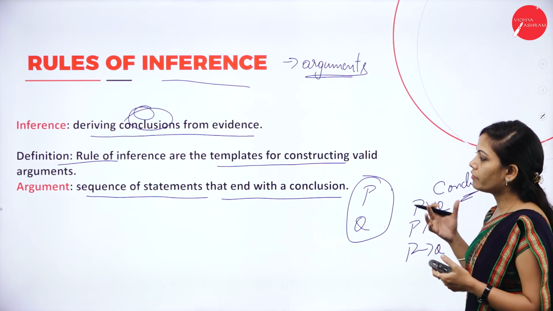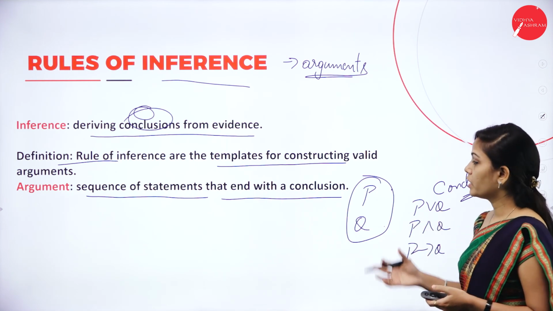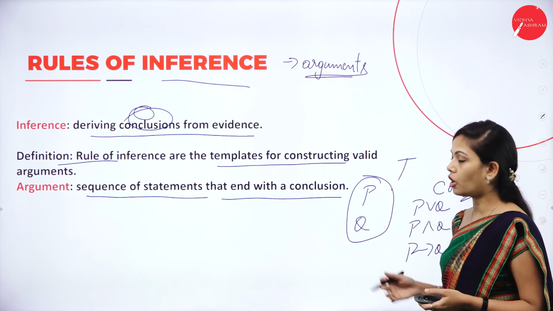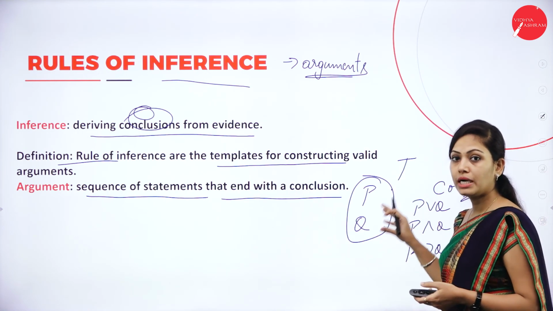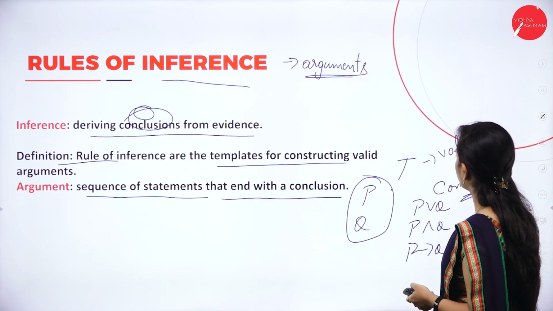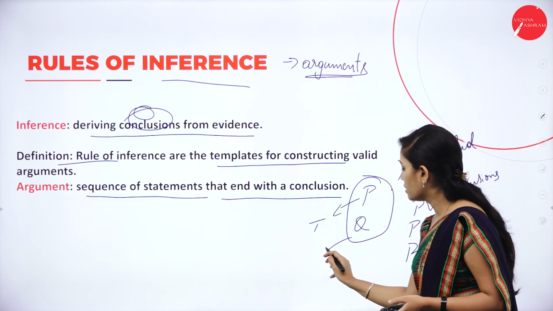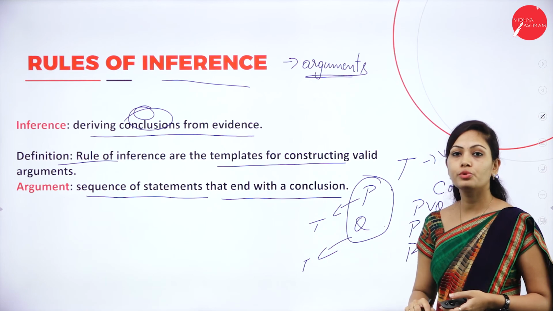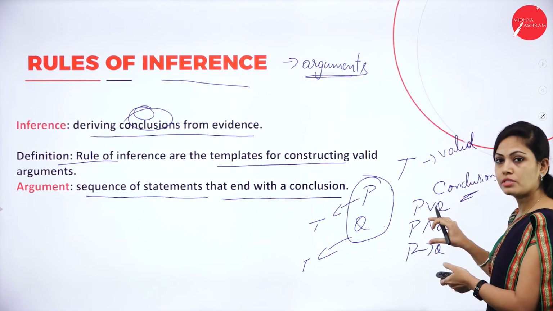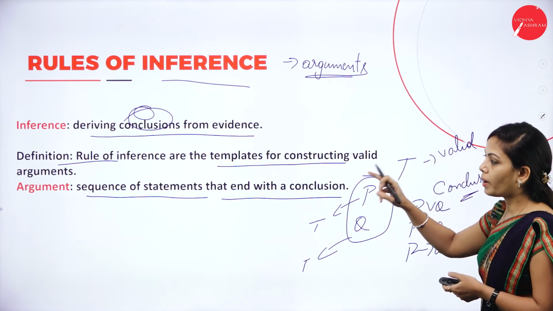So when can we call it a valid argument or an invalid argument? If you get a tautology, where all the truth values are true, then we can call it a valid argument. For example, if your P statement is true, then the Q statement can be true or it can be false, but the final conclusion should be true. Then we can call it a valid argument.